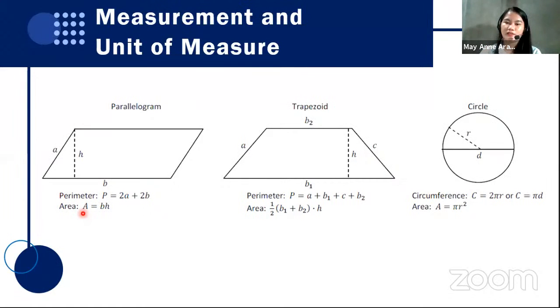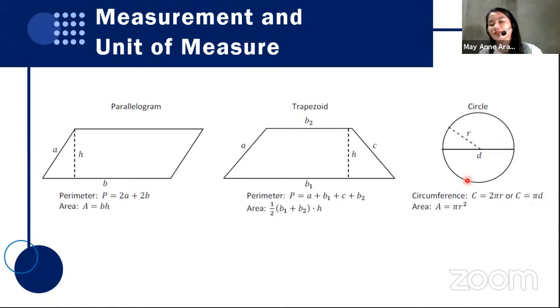For a trapezoid, we have here 2 bases, and the length of these 2 sides. And you have a plus b sub 1, or the length of the first base, the lower base, plus b sub 2, or the length of the upper base. So you just add. And for the area, it's just 1/2 times the sum of the 2 bases times the height of the trapezoid. Last, for the circle, the circumference is just the perimeter of the circle.